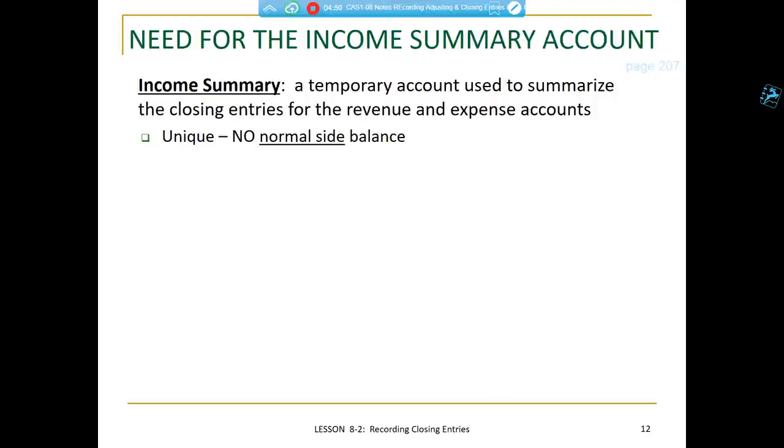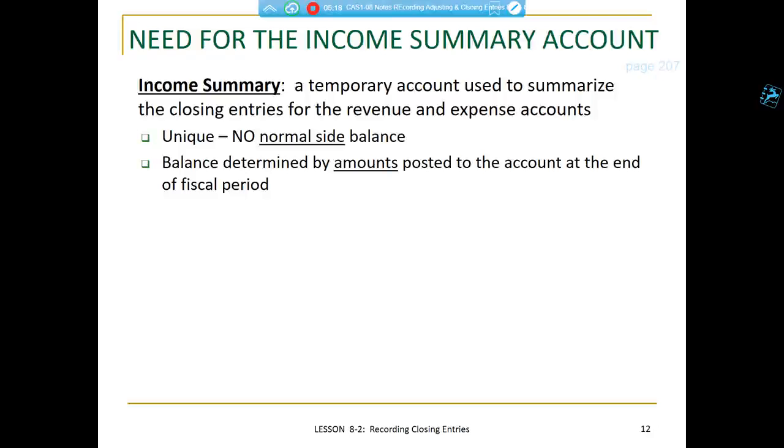It is a unique type of account because it has no permanent side or normal side balance, because its balance will depend upon whether you have a profit or a loss. Okay, so because we're going to roll revenues into it and then we're going to roll expenses into it, it doesn't really have a normal side, because the balance will be on whichever side is the positive side or the higher side. Okay, so its balance is determined by amounts posted into the account at the end of the fiscal period.